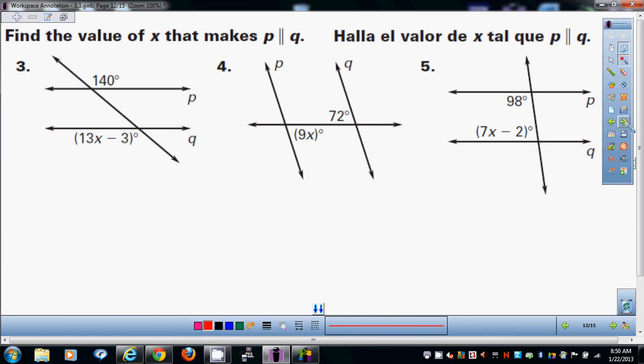Elon! What kind of angles are these? Those are alternate interior angles. Alternate interior, Donovan. What are alternate interior angles with each other? They are congruent, so set them equal. Uno mas.